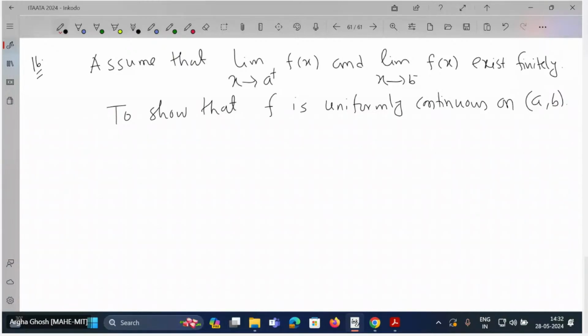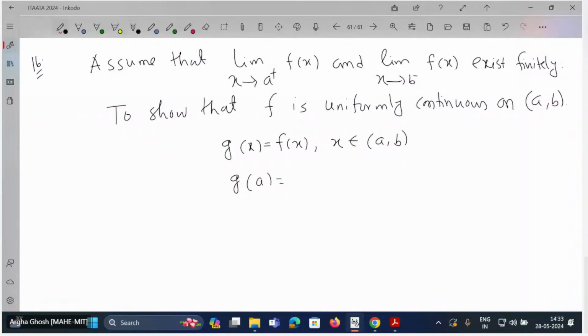Use the fact that both limits exist finitely. Define g equals to, okay, and g of a equals to, yes, correct. As we said, what are you going to do? You will define a function g of x equals to f of x if x belongs to open interval (a, b), and g of a, she said something.